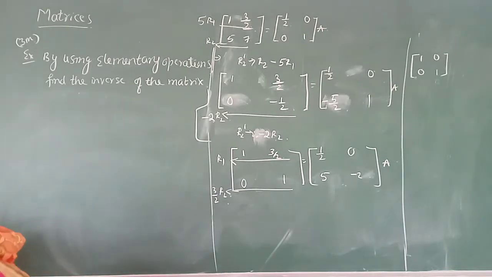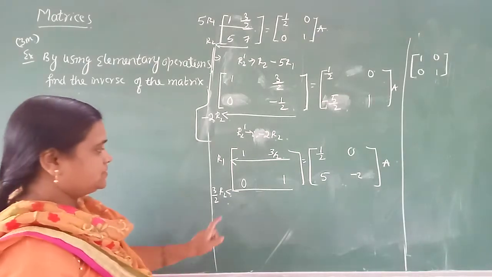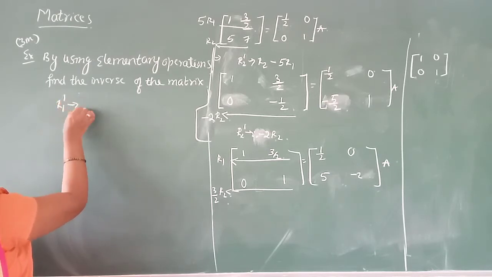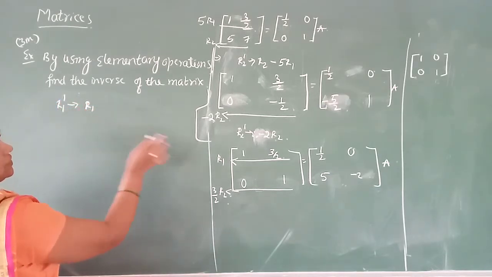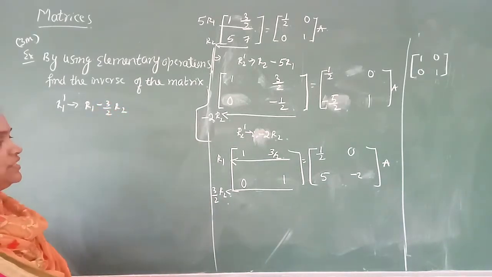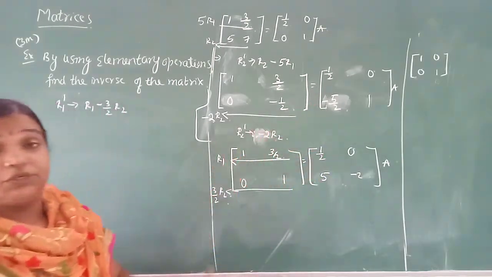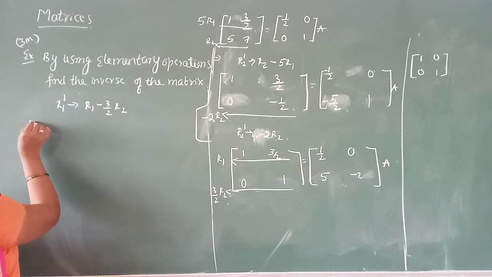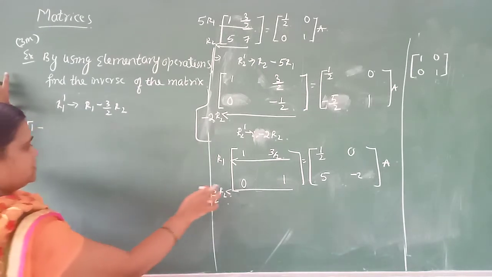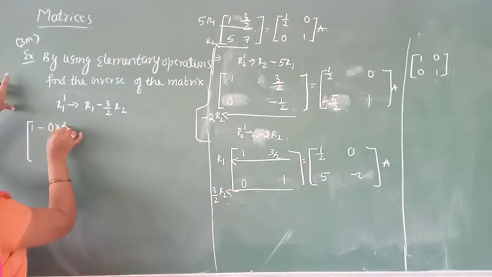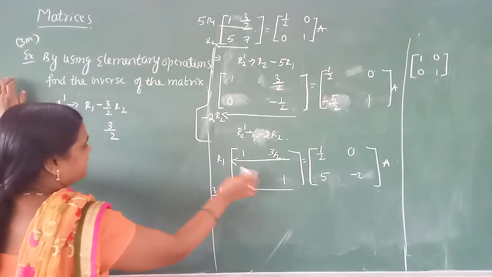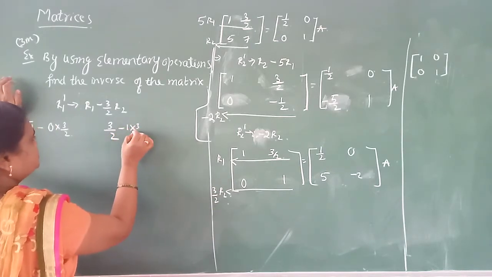Just concentrate here. Which one changes? R1. R1 dash is R1 minus 3 by 2 R2, because if you do subtraction, then only it works. The first row changes here. See, R1 dash: 1 minus 0 into 3 by 2. Next, 3 by 2 minus 1 into 3 by 2.